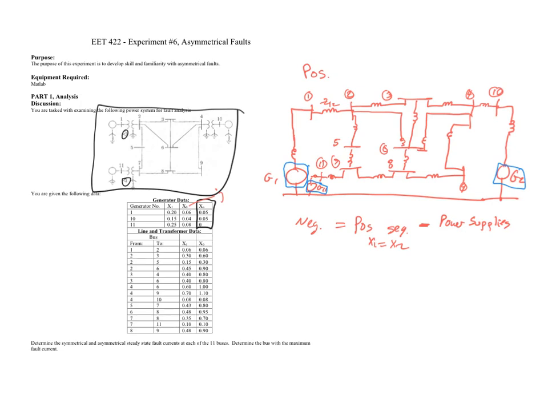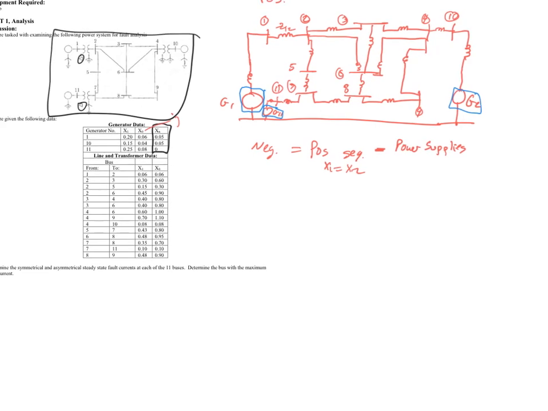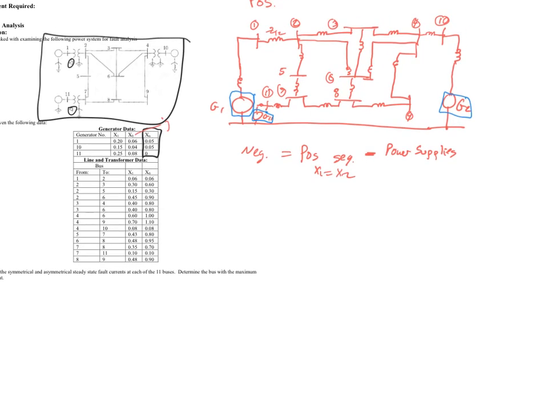Now we have the ability to draw our zero sequence diagram, and I'm going to give myself a slightly bit more room because the zero sequence diagram is a little more difficult to draw. It is very dependent upon the connections that we have to ground. So we'll start off by drawing our reference bus.